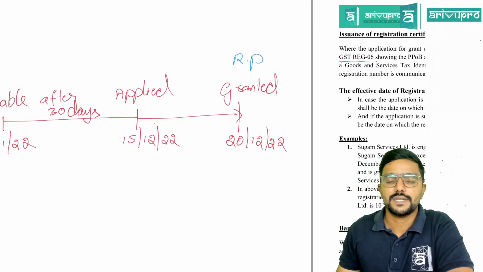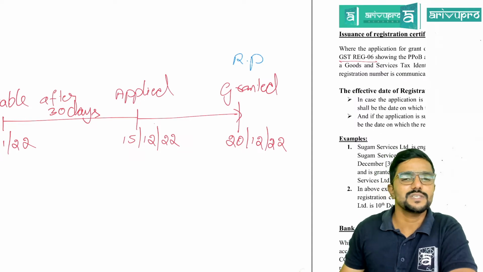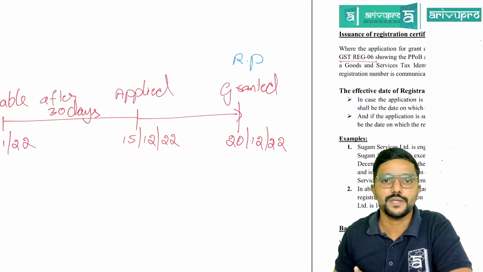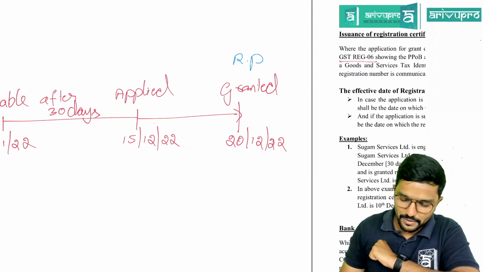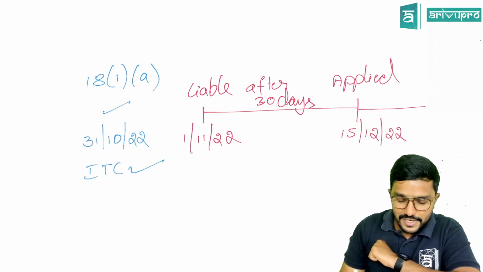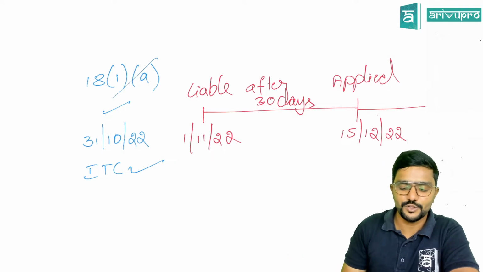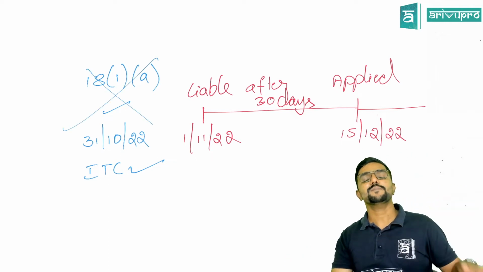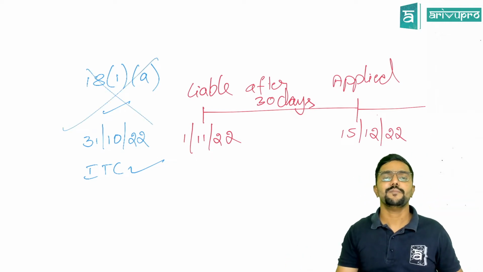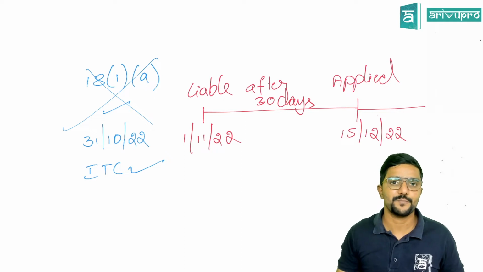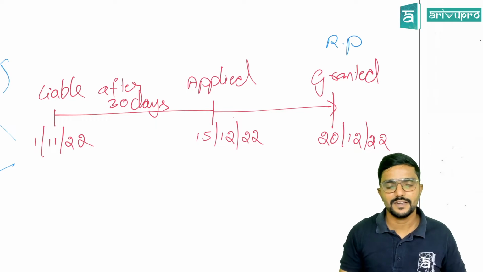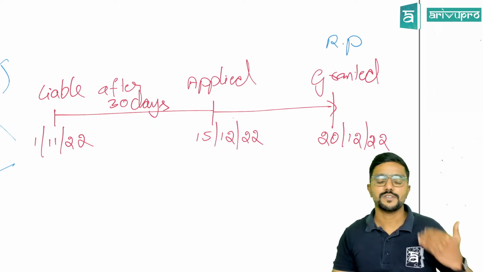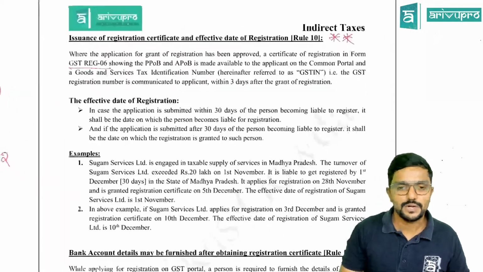20th December, the date of grant of registration. And once the registration is granted, within 3 days, your identification number also will be allotted for you. Okay. Now, sir, is 18(1)(a) applicable in this case? No. If you have not applied within 30 days, 18(1)(a) beneficial provision is not at all applicable for you. You cannot claim ITC on your stock. Clear? Yes, sir. So this is what is told in Rule 10, guys.